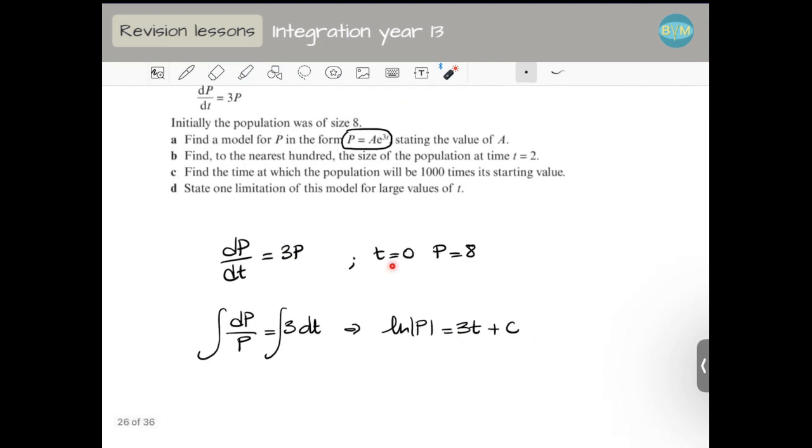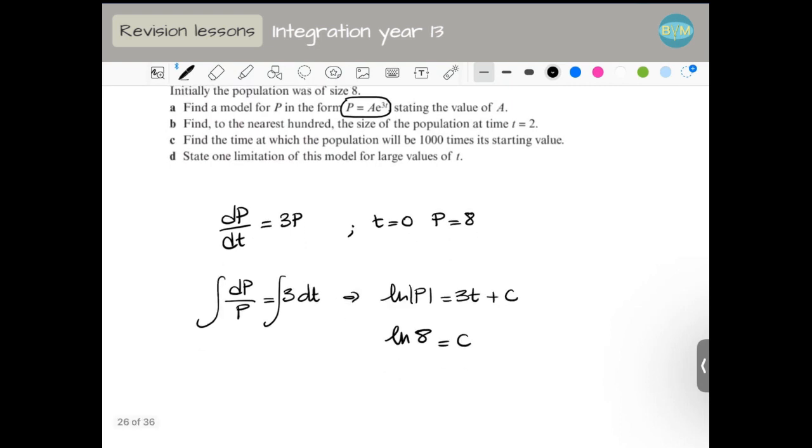We have some information to find c. If that's the case, you have to find c. If not, you're going to lose the mark. So when t is 0, p is 8. So that means that c is ln 8. So we can write that ln p is 3t plus ln 8. We can write this, or we can find a constant at the end. It doesn't matter.